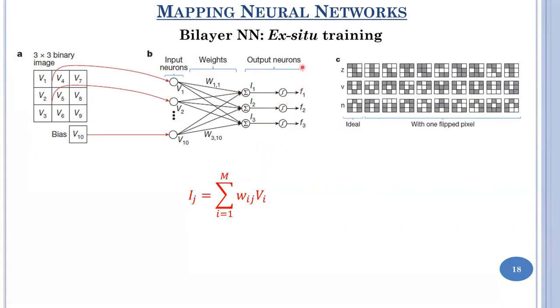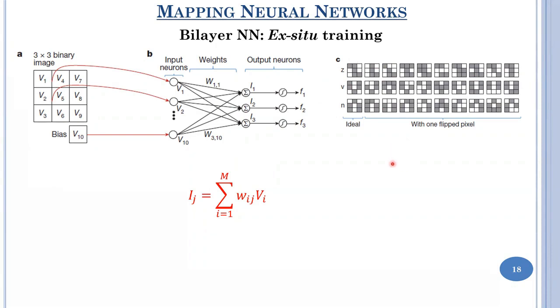The kind of training set that we would be using here is this 3x3 image of Z, V, and N. And just to make a training set out of it, we have introduced an error of one pixel in all these images, which correspond to a particular class. The classes are Z, V, and N.